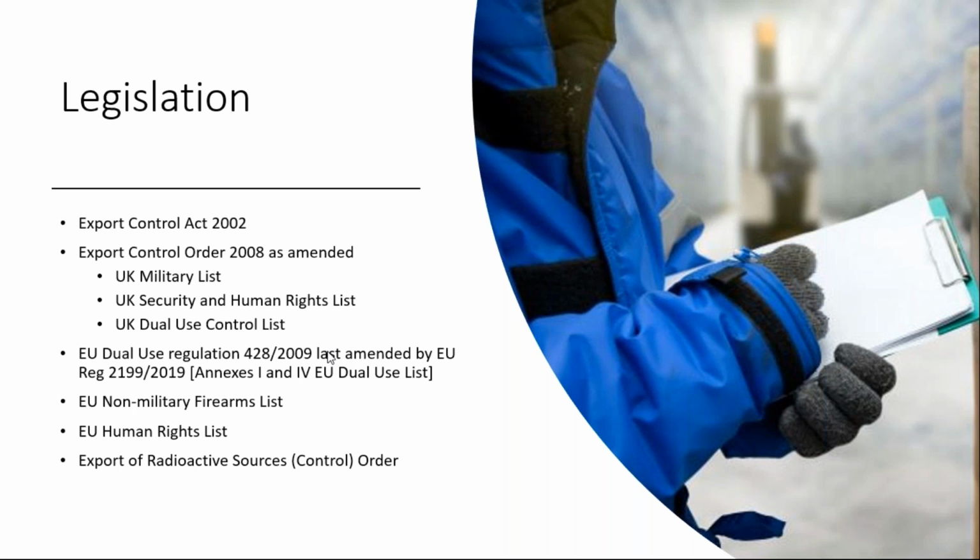The final piece of legislation I wanted to quickly touch on is the Export of Radioactive Sources Control Order from 2006. This is an order which controls the export of certain high-activity radioactive sources which are listed in the order. They include sources such as promethium, and in a nutshell, this order means that it's prohibited to export these radioactive sources unless you have a licence. So if you are exporting any of those goods, do apply for a licence.